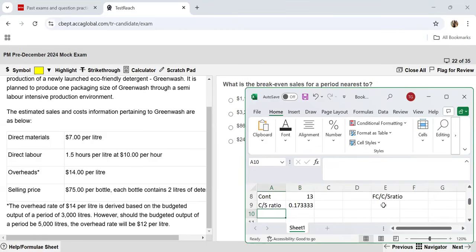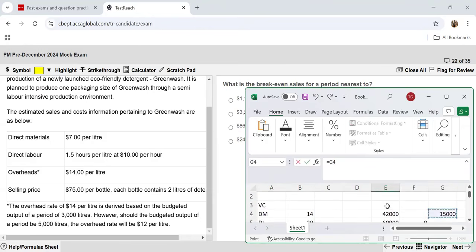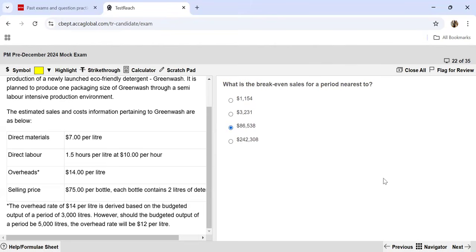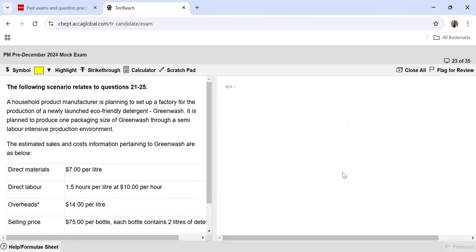Now I have to put this in this formula. Fixed cost I just worked out as 15,000. This needs to be divided by my CS ratio, which is 0.1733. And with this, you will arrive at your final answer, which is 86,538. So this corresponds to option C.